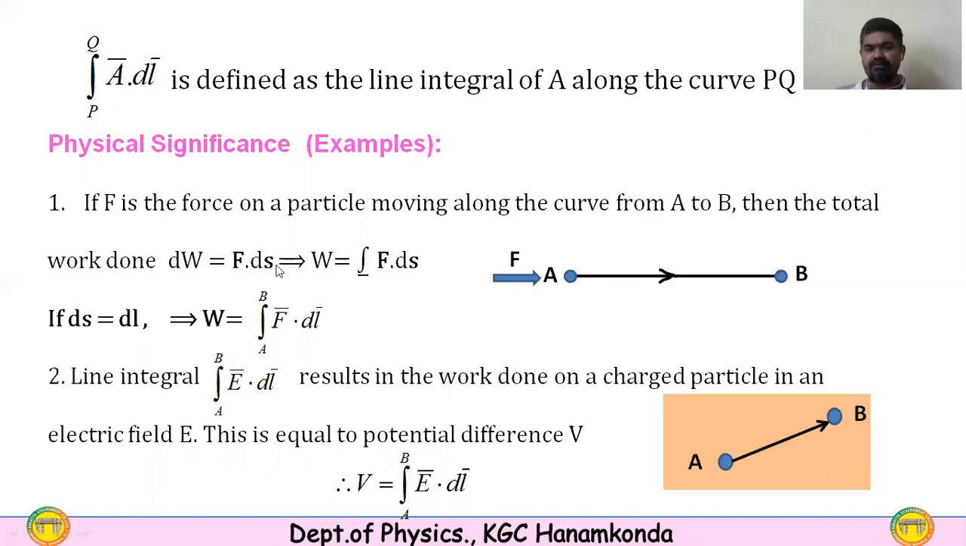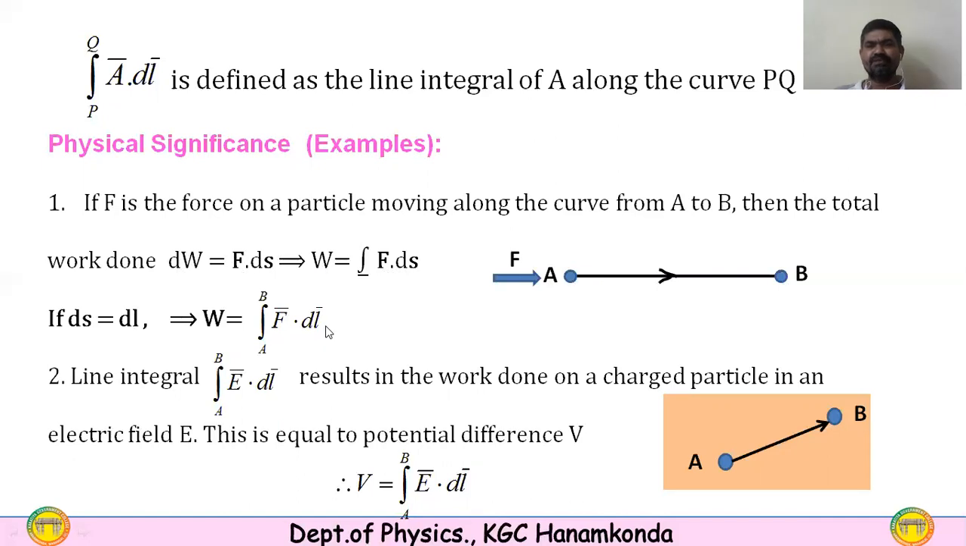That is dW. If we want to calculate the total work done on the particle, we take the integral of dW, that is W = integration of F bar dot ds bar. If, for example, ds equals a small amount of length dl, then the work done equals the line integral from point A to B of F bar dot dl bar.